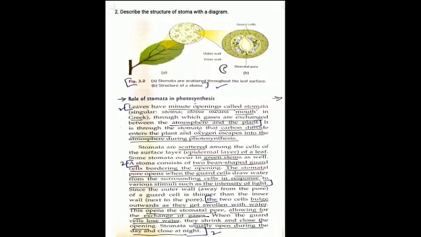The 2 cells bulge outward as they get swollen with water. This opens the stomatal pore, allowing for the exchange of gases. When the guard cells lose water, they shrink and close the opening. So stomata usually open during the day and close at night.